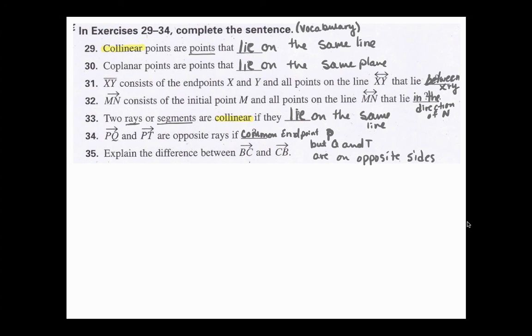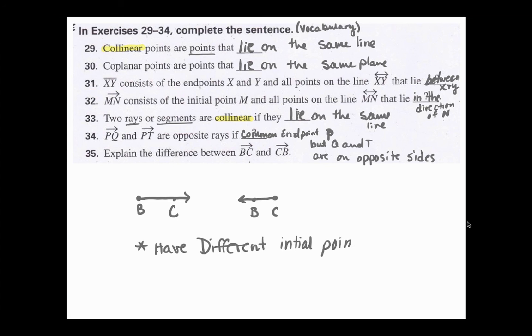Okay, so the next one wants us to explain the difference between the ray BC. So that's what it looks like. It starts at B and it goes in the direction of C. And the ray CB. So here's the difference. They have different initial points.